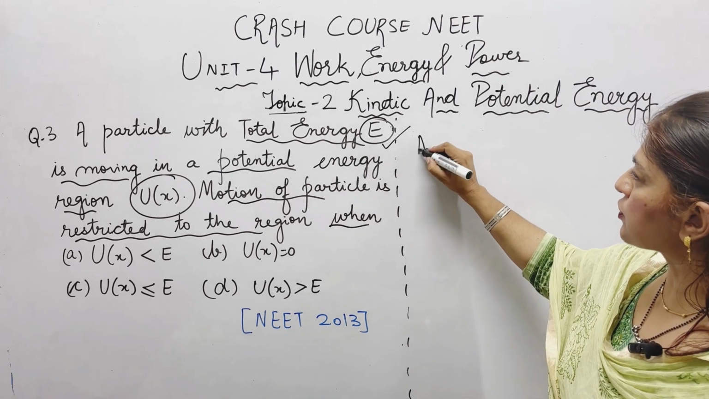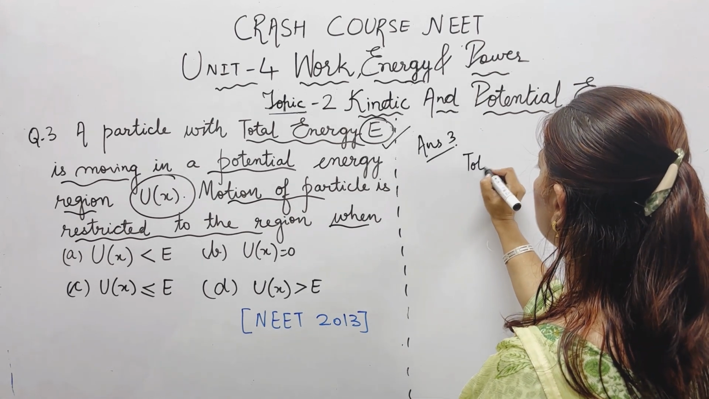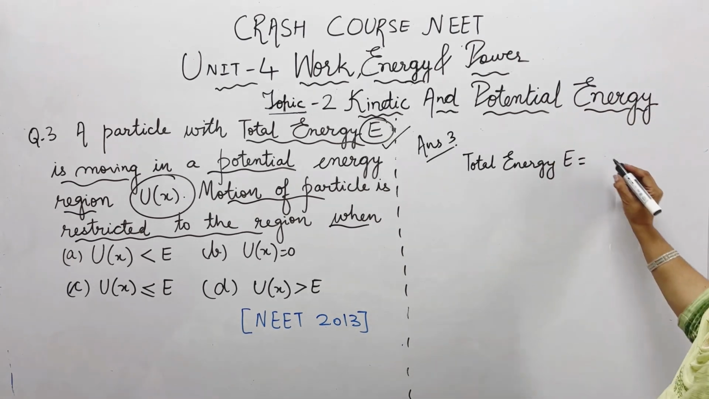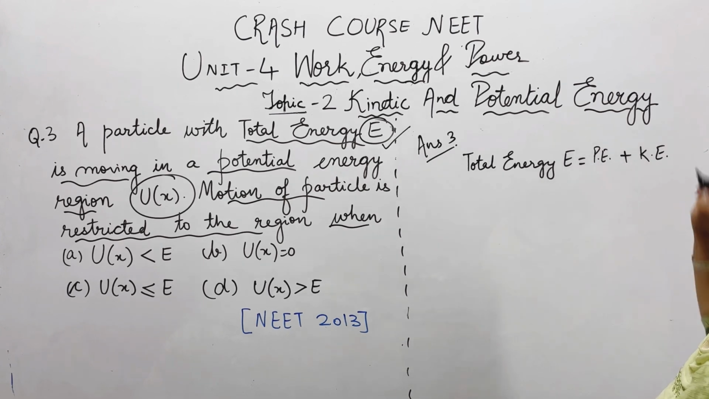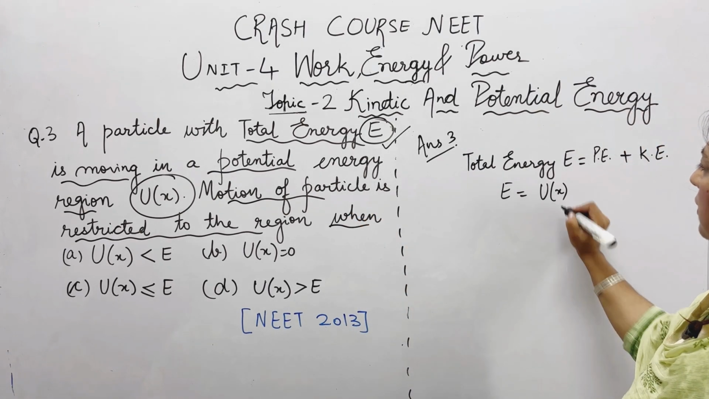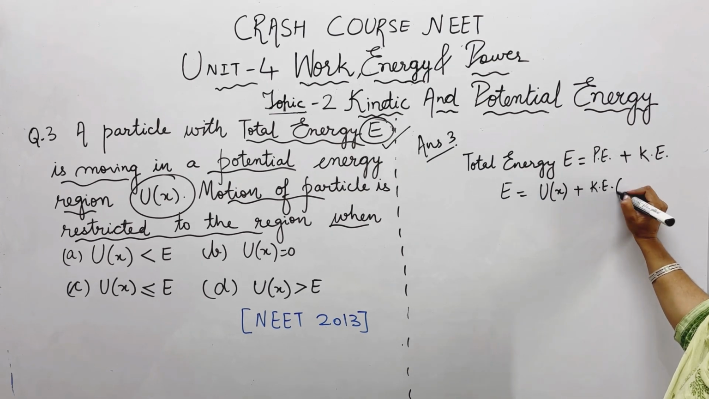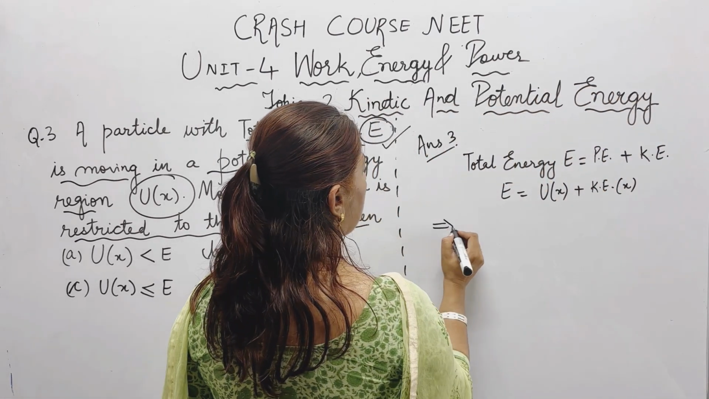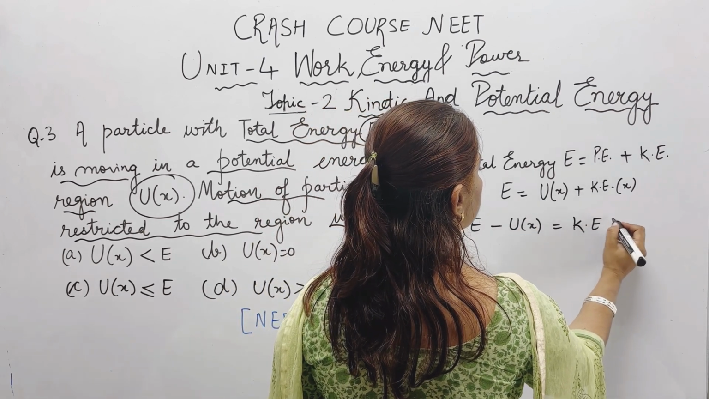So for the solution of this question, the total energy E is equal to the sum of potential energy plus kinetic energy. So E is equal to potential energy, which has been given to us in terms of x denoted by capital U, plus kinetic energy, that is also a function of x. Now from here we have E minus U(x) is equal to kinetic energy.